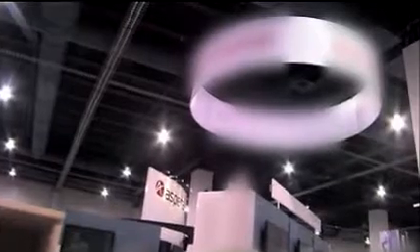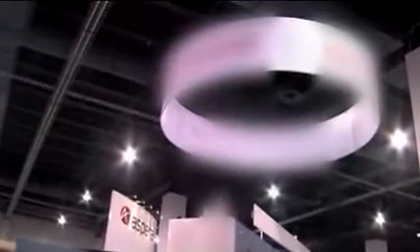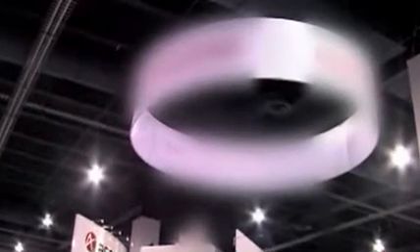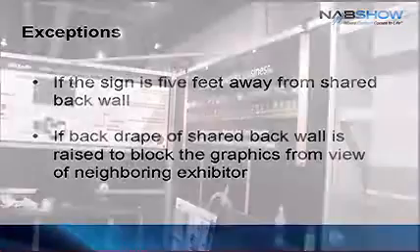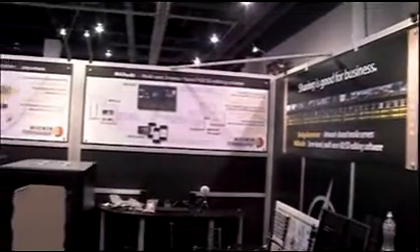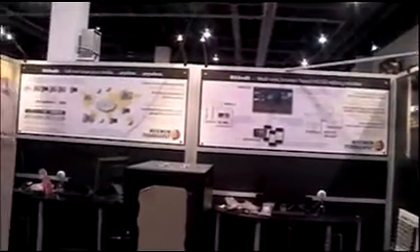opportunities. Hanging signs with double-sided graphics are not permitted in split island booths, with the following exceptions. If the sign is 5 feet away from the shared back wall, or the back drape of the shared wall is raised to block the graphics from view of the neighboring exhibitor. Increasing the height of the back drape can be arranged through the general contractor. This rule enables both exhibitors to have the best visibility possible. All exhibitors have the right to be seen. Please keep your neighbors in mind when designing your booth.